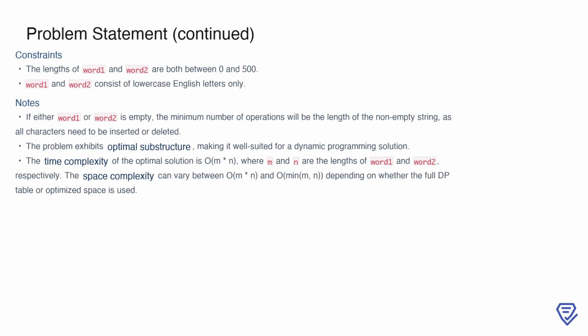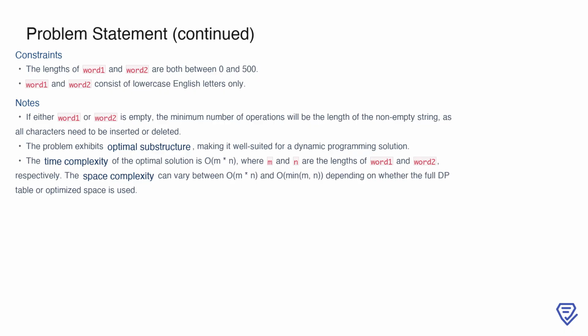This problem also exhibits an important property called optimal substructure, which means that the solution to the overall problem can be built from solutions to its subproblems. This property makes it a perfect candidate for a dynamic programming approach. The time complexity of the optimal solution is O(m*n), where m and n are the lengths of word1 and word2, respectively. Depending on the implementation, the space complexity can range from O(m*n) for a full DP table to O(n) for a space-optimized variant.